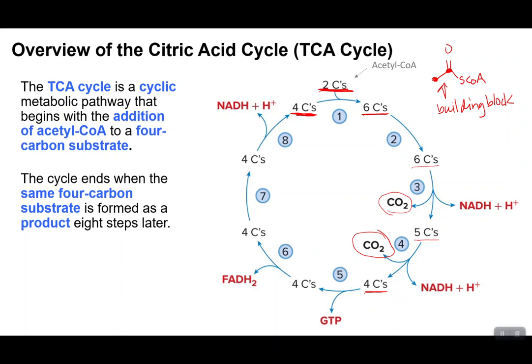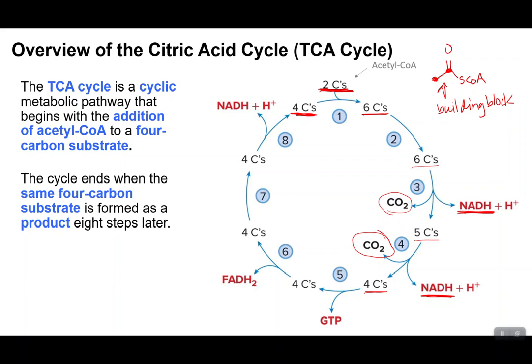In this process, we are also going to be producing our reduced coenzymes, which are the point of this cycle, because these are the ones that are going to feed into the electron transport chain. So in this step here, we see that we produce NADH as we simultaneously produce carbon dioxide, and another NADH here, right? This carbon dioxide is the carbon dioxide that we release when we breathe out. This is the waste that we release as carbon dioxide.